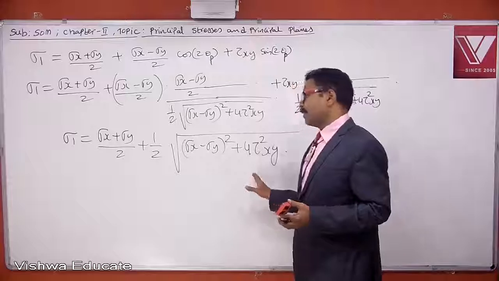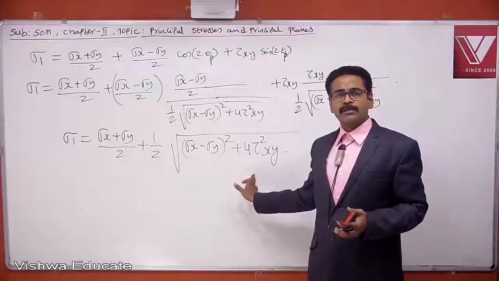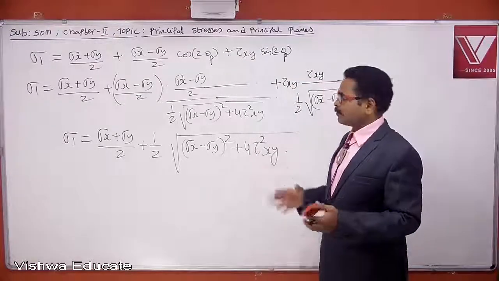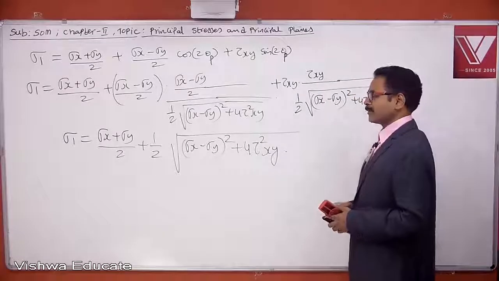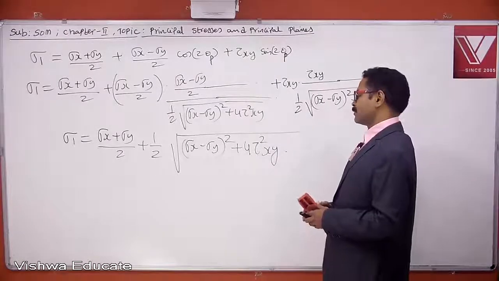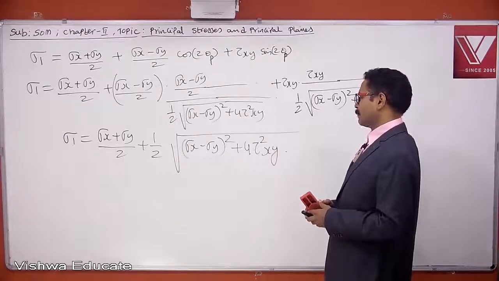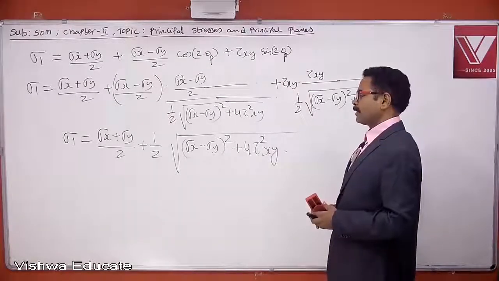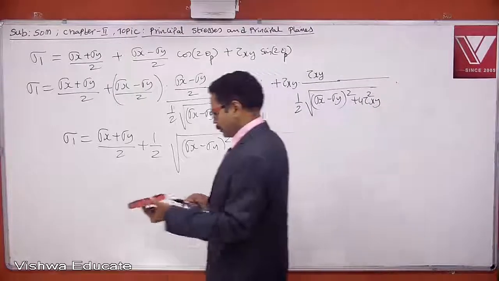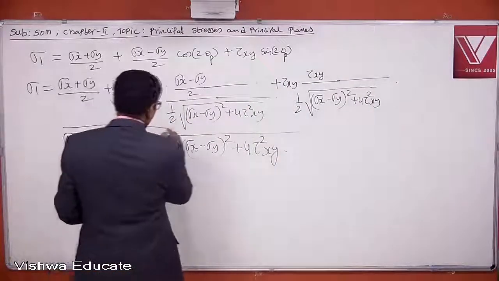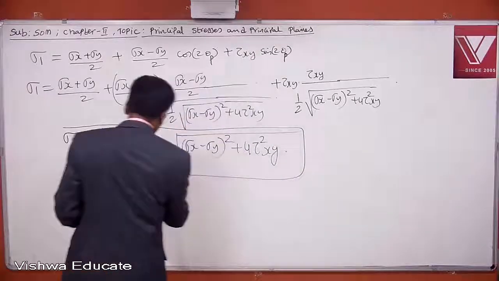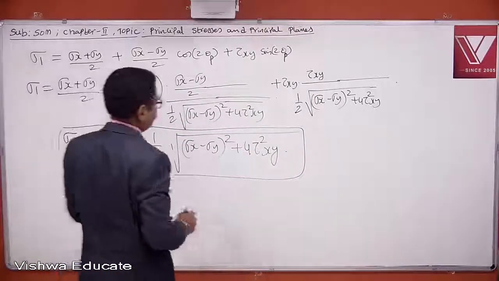This is the formula to find major principal stress. Major principal stress can be found by using this formula, (σx + σy)/2 + ½ √((σx − σy)² + 4τ²xy). So this is the formula for major principal stress or first principal stress.